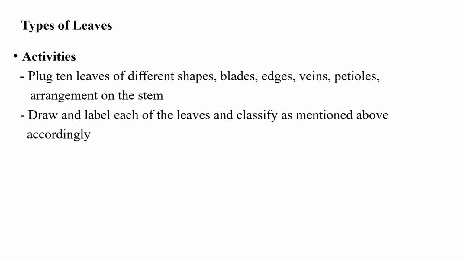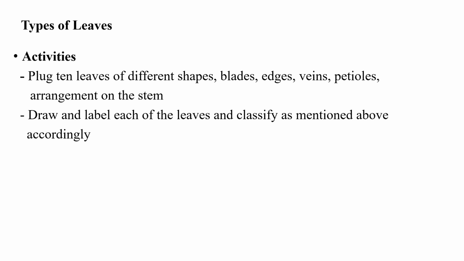Then the second activity, you are going to pluck 10 different leaves. Different leaves that are different in shapes, blades, edges, veins, the petioles, and the arrangement on the stem. For example, look at this one. This is a leaf from this plant, and this is a leaf from my specimen B. You are going to look at them. You are drawing each. The essence is to identify them. You are going to identify them, the different ways by which we identify leaves and give names to them.